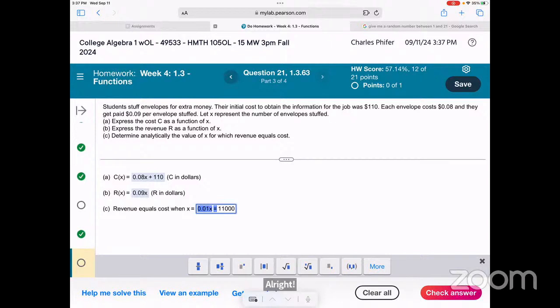So what we're saying is they don't break even until they stuff 11,000 envelopes. If they do less than that, then they're going to be in the red and they're going to be spending money to do this job without turning a profit. They don't turn a profit until they produce more than this amount, right? So this is the break-even point.